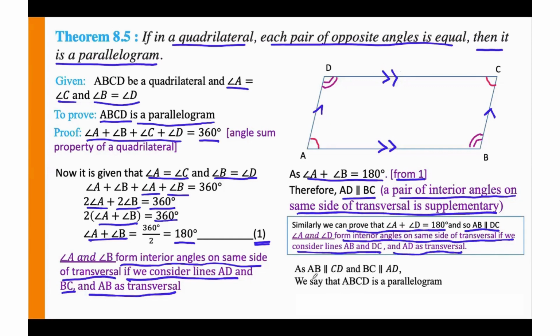Now, as AB is parallel to CD and BC is parallel to AD, we can say that ABCD is a parallelogram.